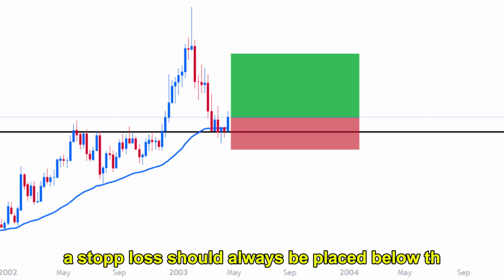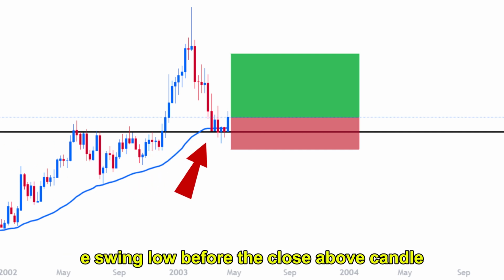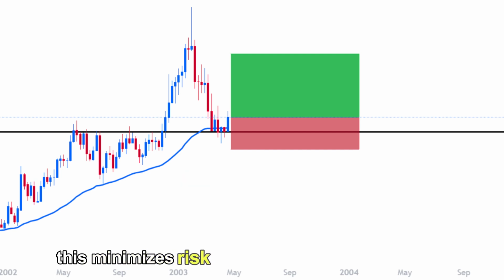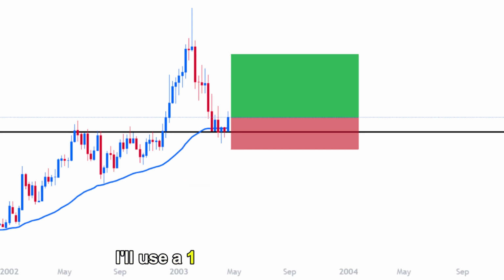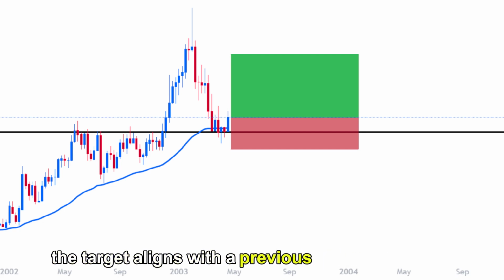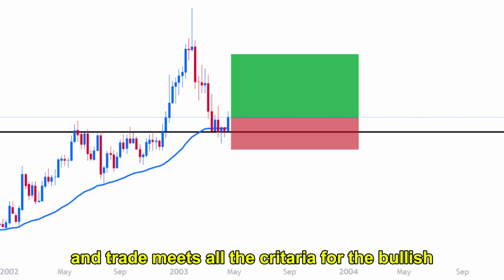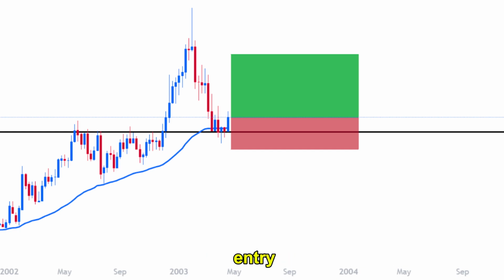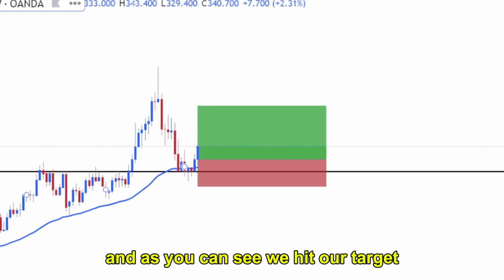A stop loss should always be placed below the swing low before the close above candle. This minimizes risk if sellers take control instead of buyers. For targets, I'll use a 1-to-2 reward to risk ratio. In this case, the target aligns with a previous level of structure, and the trade meets all the criteria for a bullish entry. Let's play out this trade. And as you can see, we hit our target.